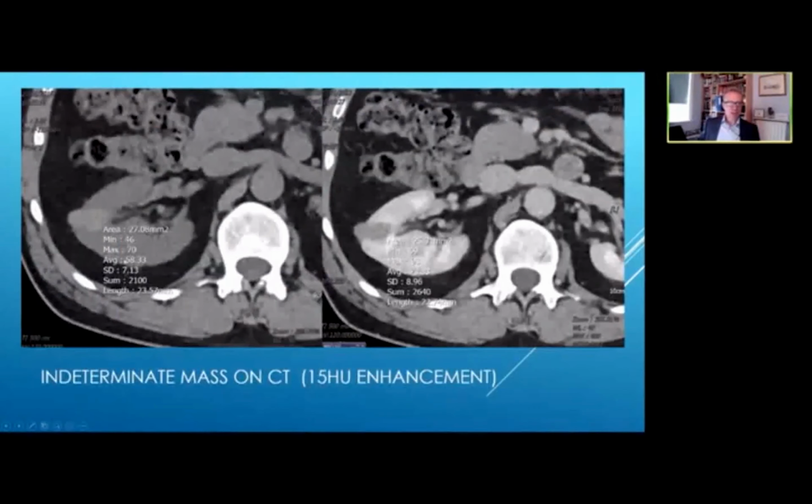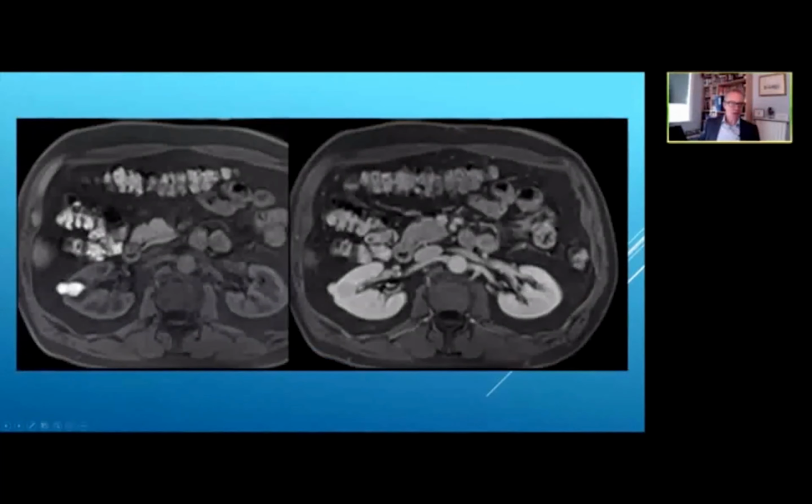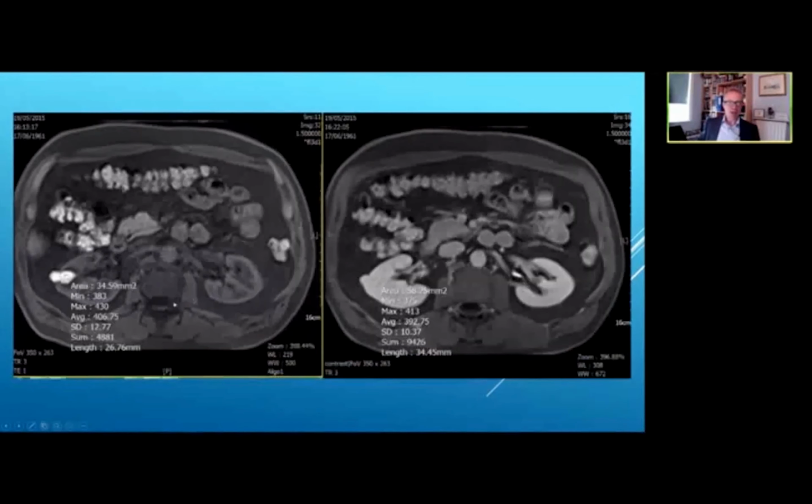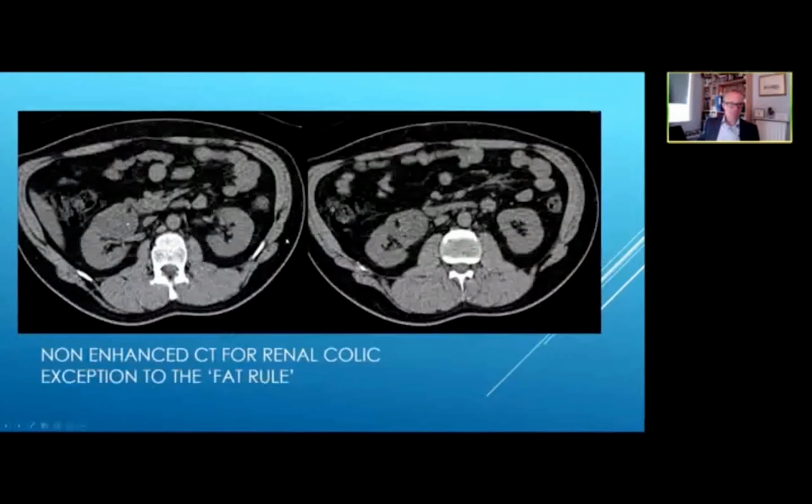Here's a mass, pre-contrast density 58, post-contrast density 73, indeterminate in Hounsfield, 15 Hounsfield units. So let's do an MRI. Pre-contrast, very bright. Post-contrast, still very bright. So on MRI, the same thing applies. You need a pre-contrast and a post-contrast scan. You can measure this: 406 arbitrary units pre, 392 arbitrary units post-contrast. So this hasn't enhanced. On MRI, we're looking for a change in value of approximately 30% to say whether something's enhanced or not. And MRI and contrast ultrasound are actually more sensitive than CT for measuring enhancement.